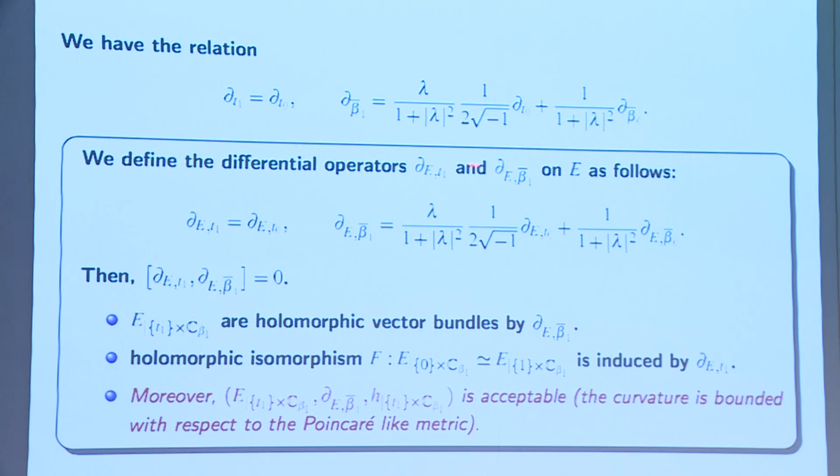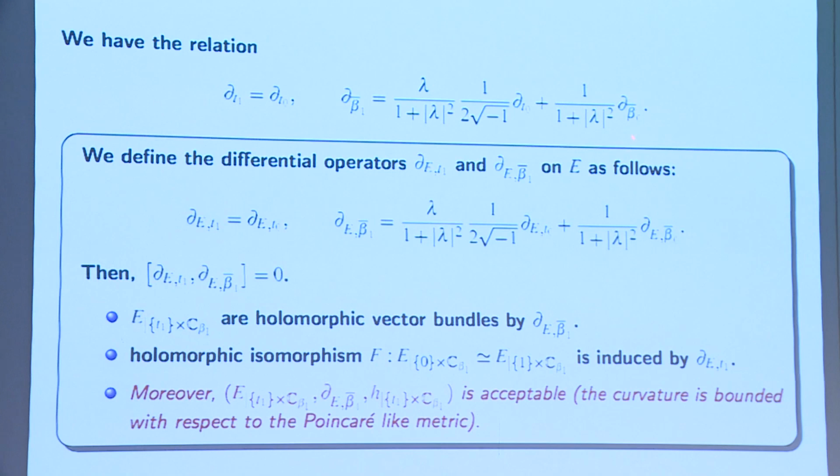We have the relation of complex vector fields with respect to del t1, del t0, del beta 1 bar, and del beta 0 bar. By this relation, we define the differential operators acting on E by these formulas. And then we can easily check the commutativity of these operators. So the restriction of E to t1 times C beta 1 is a holomorphic vector bundle. And the isomorphism induced by the parallel transport of del E t1 is holomorphic. Moreover, this vector bundle with the metric is acceptable. I mean, the curvature is bounded with respect to the Poincaré-like metric.